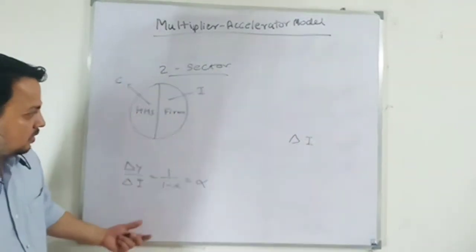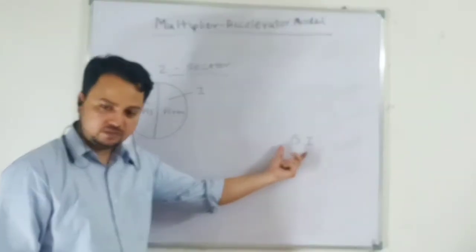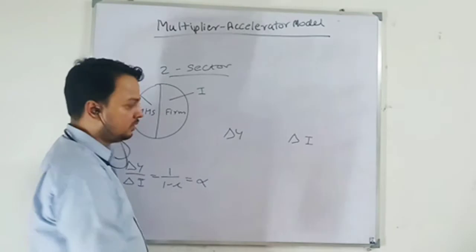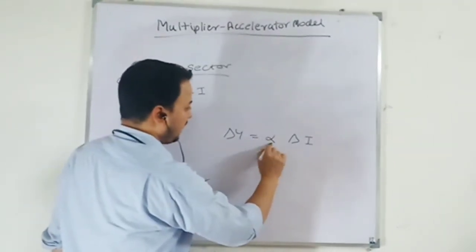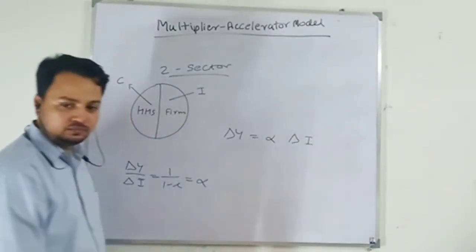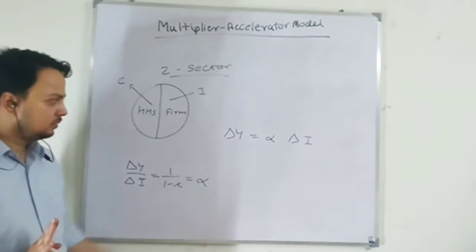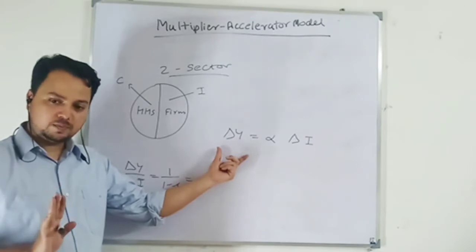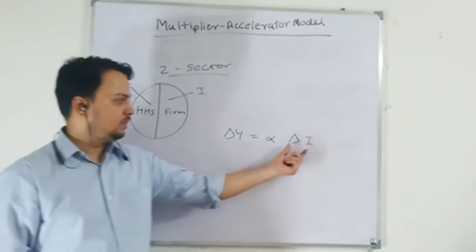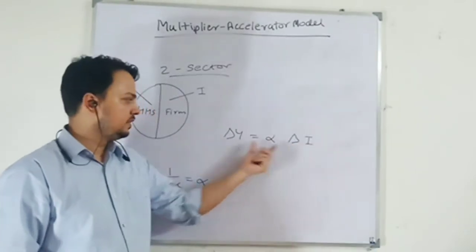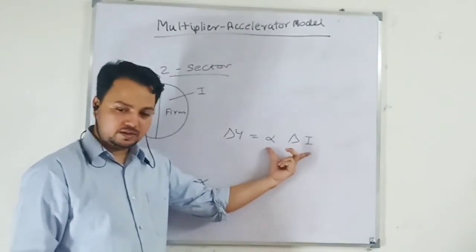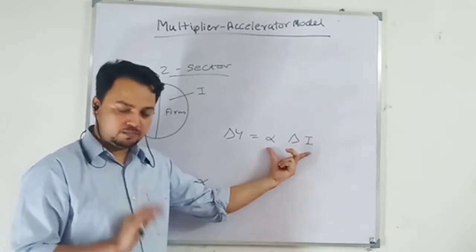When your investment increases, income increases by how much? It increases by multiplier times delta I. Is it clear what I have just said? This part is clear, right? When your investment increases, income increases by how much? Multiplier times delta I. Remember this part.